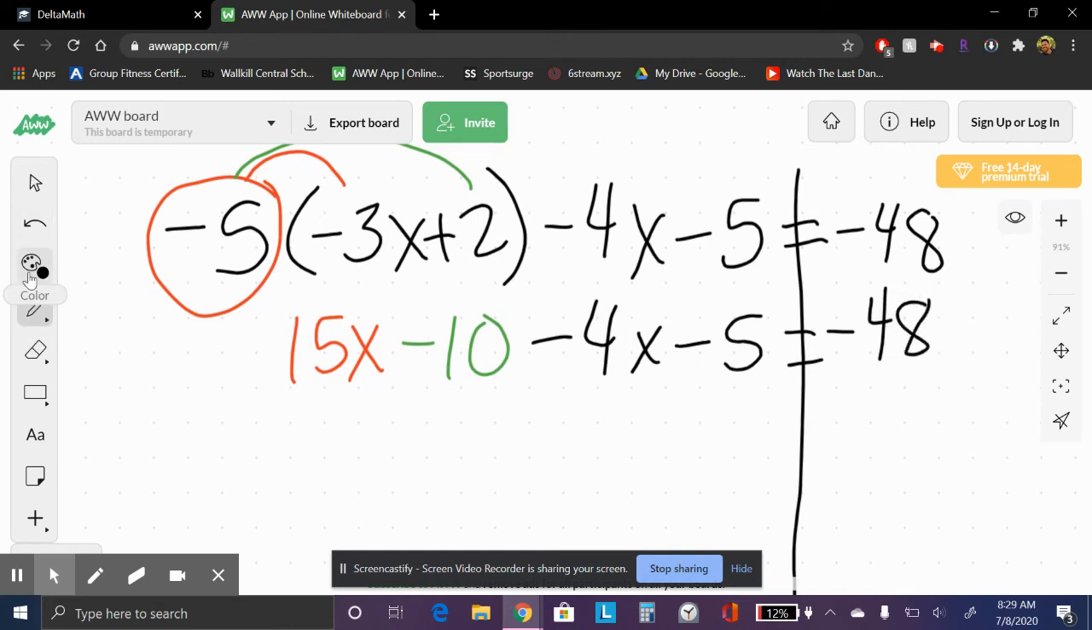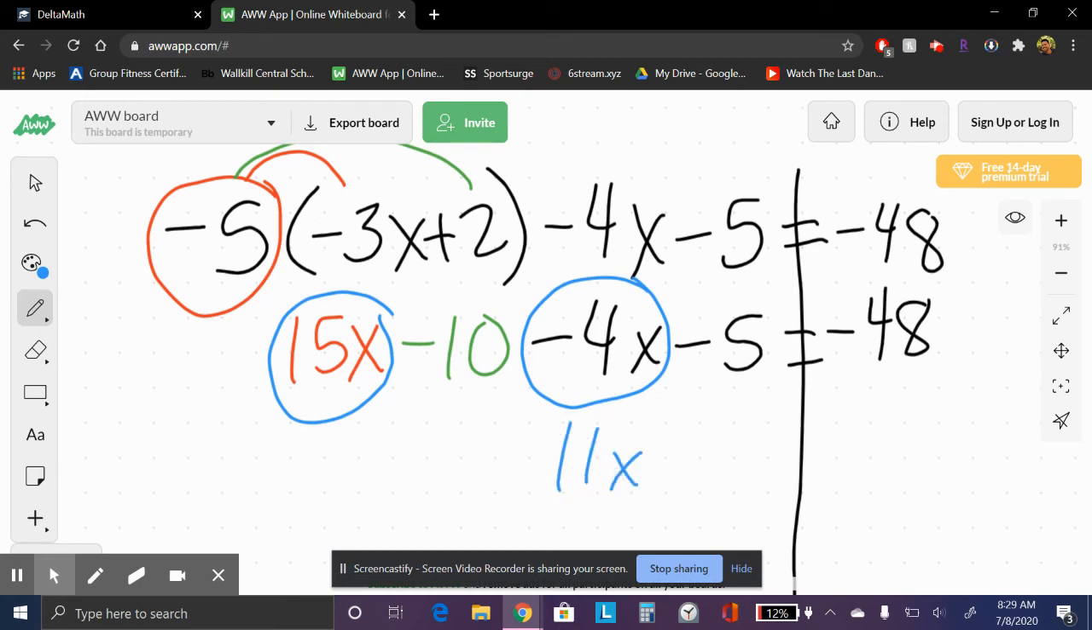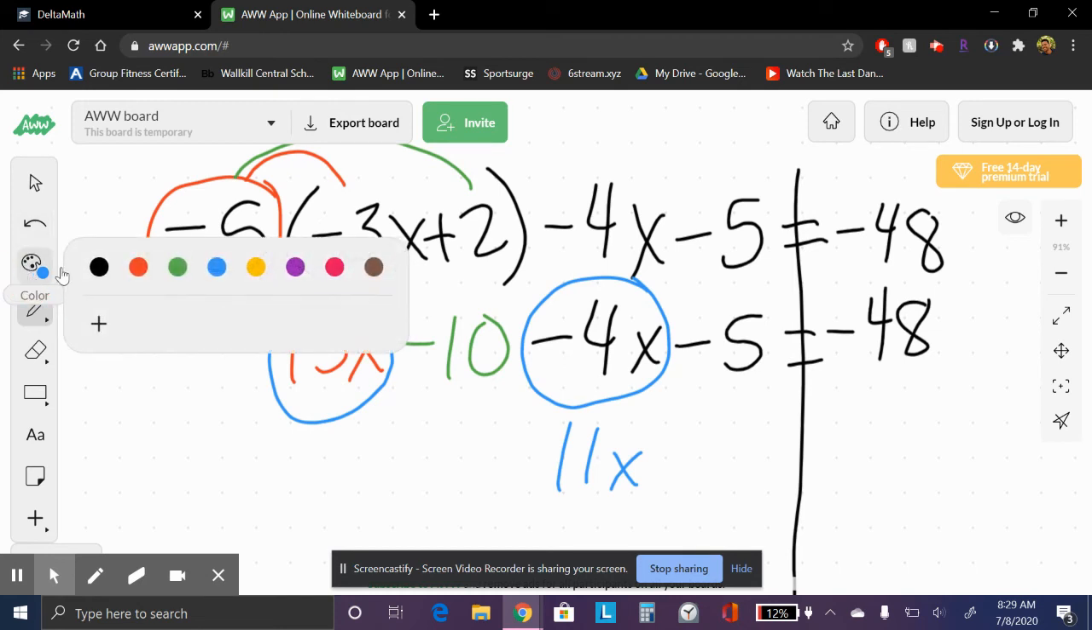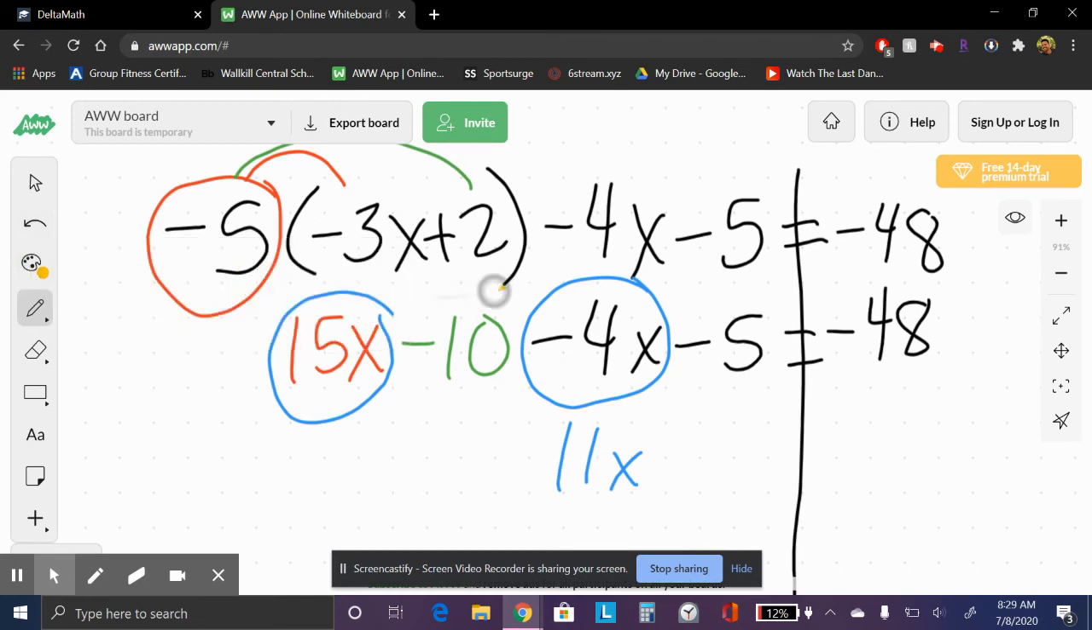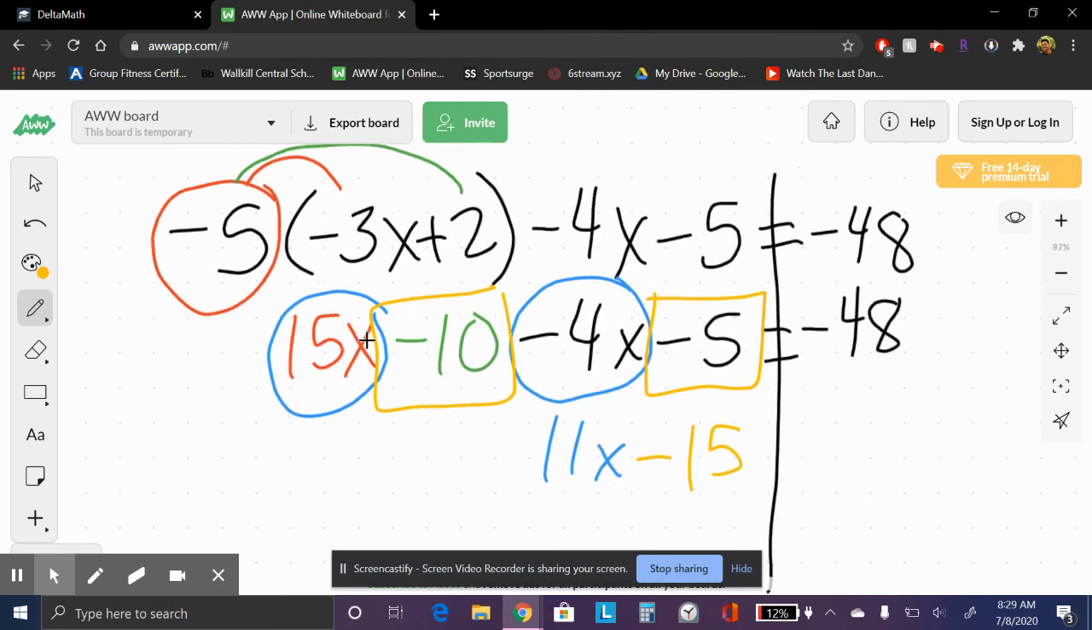Combine like terms. 15x and negative 4x. 15x minus 4x is 11x. So be careful, you have to also include that negative. Same thing here. Negative 10 and negative 5 is negative 15. And notice how I box and circle to kind of help me see what are the like terms and what are not like terms.